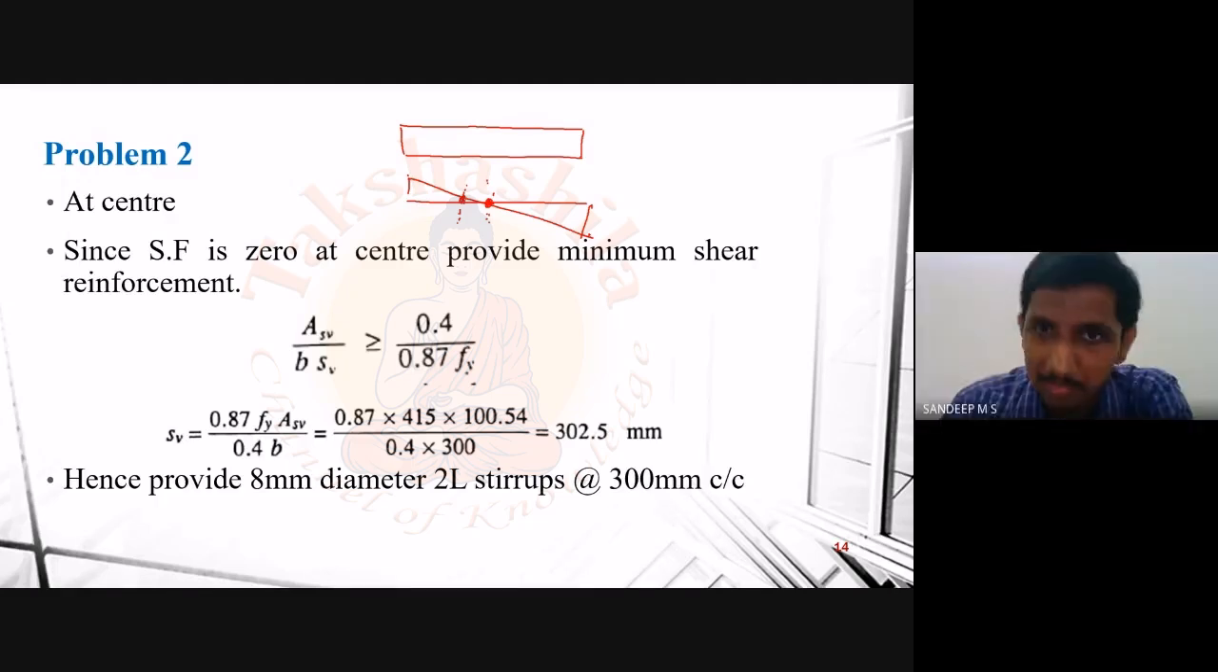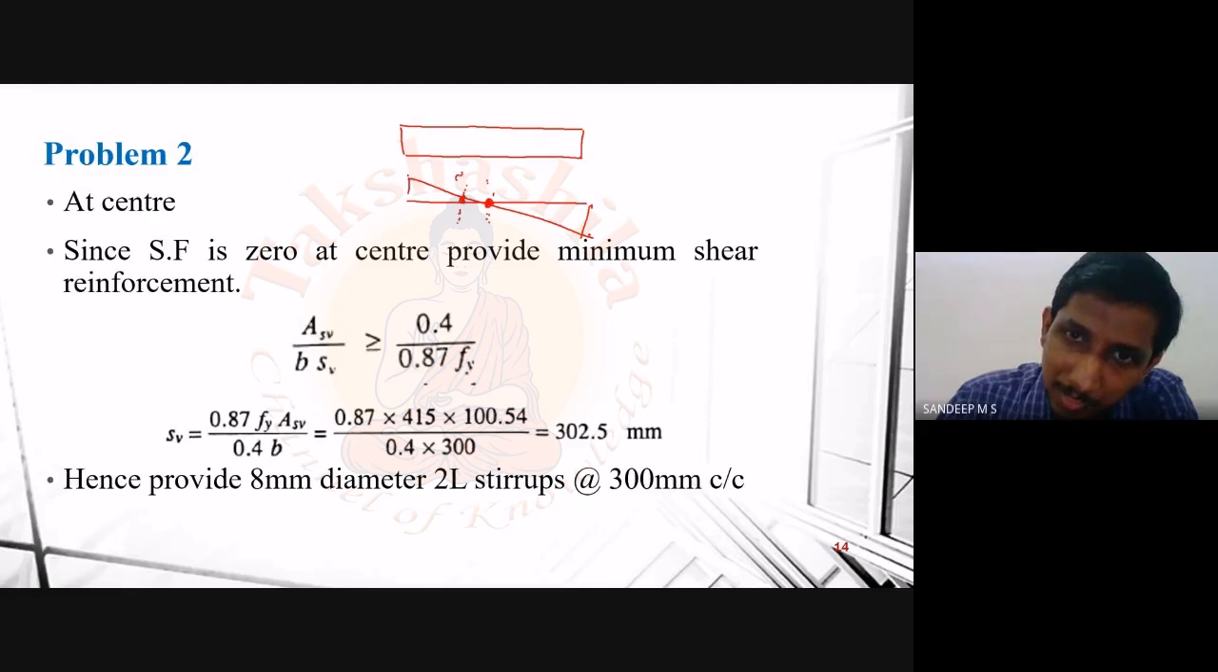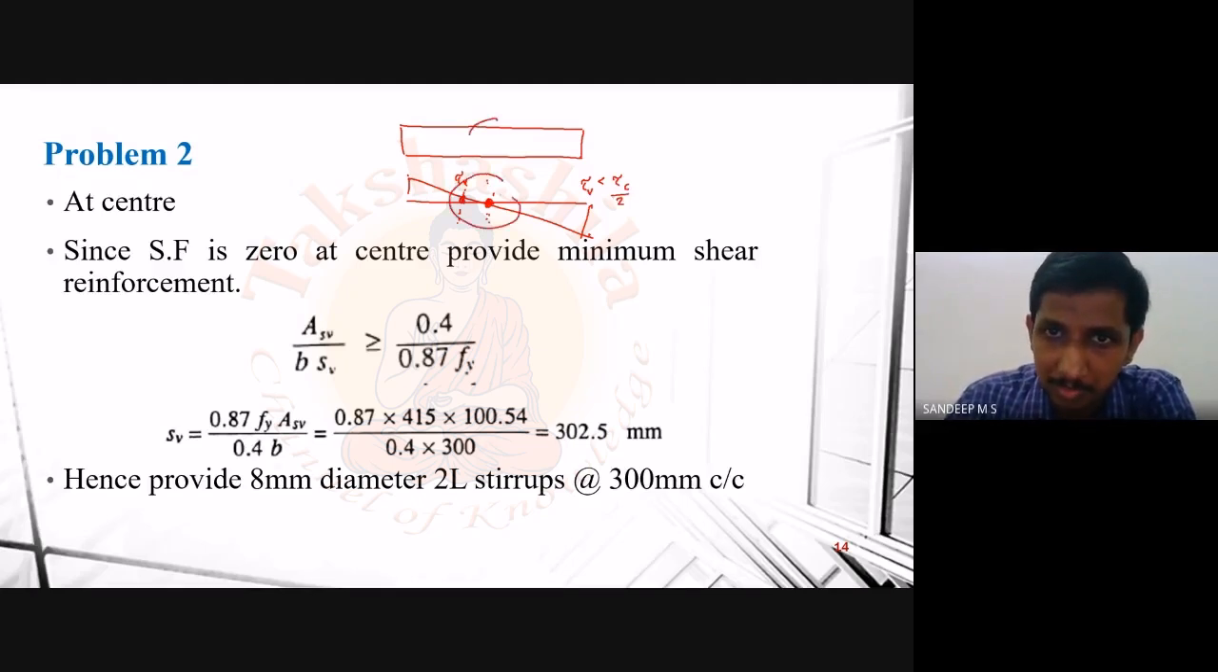Yes, sir. Am I correct? Yes. So basically here you will be having a smaller value for this tau v. And when we compare this tau v, it may not be less than tau c by 2 in this area, maybe here at the midspan.